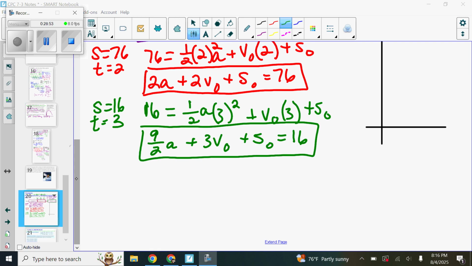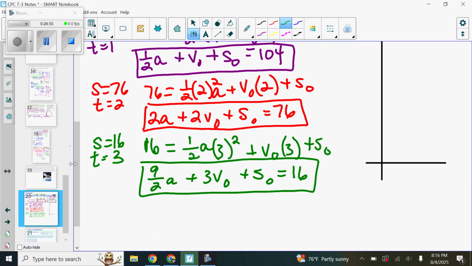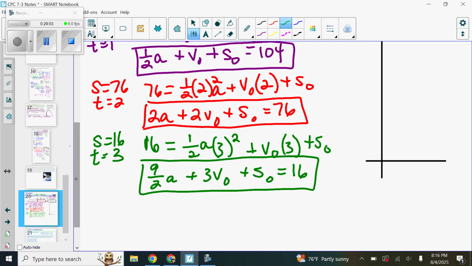So it looks like we have now 3 equations with 3 unknowns. We're solving for the acceleration, the initial velocity, and the initial height. So that'll be our system that we need to solve. And we know how to solve these now. It's a square system, right? We have 3 equations, 3 unknowns.